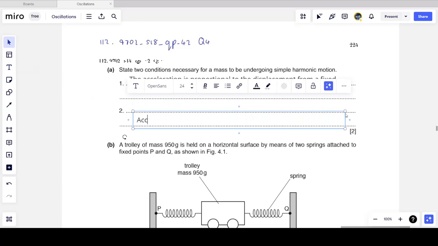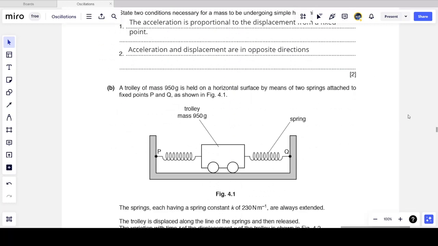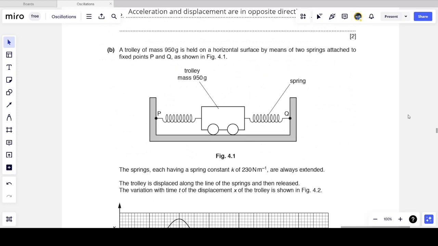And this means that the acceleration and displacement are in opposite directions to each other. Or simply saying acceleration and displacement are in opposite directions is perfectly fine. So those are the 2 conditions that we need for simple harmonic motion. And the equation for simple harmonic motion, the acceleration equation, tells us this.